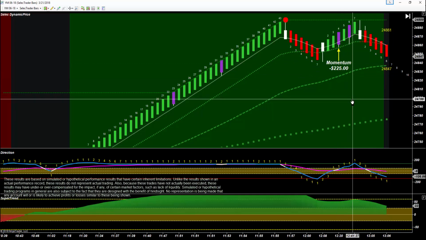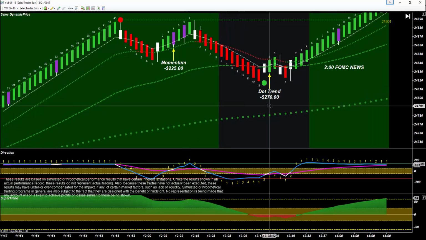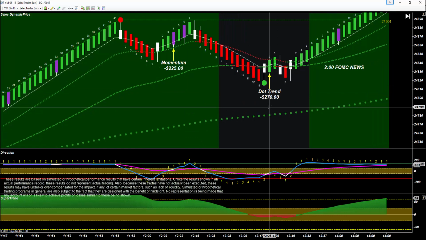And of course, immediately after that, we do take our first loss of the day, a momentum short that does go against us for the 15-tick stop, followed by a dot trend long, one of the rare ones that does not hit profit target, but we are able to adjust our stop from 22 ticks to 18 ticks to mitigate some of that loss.